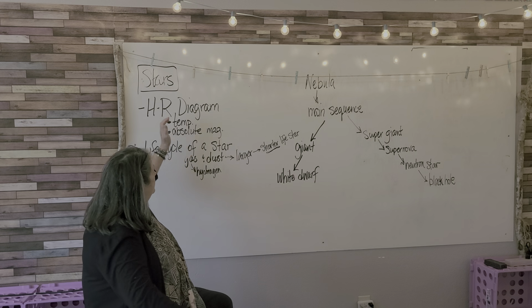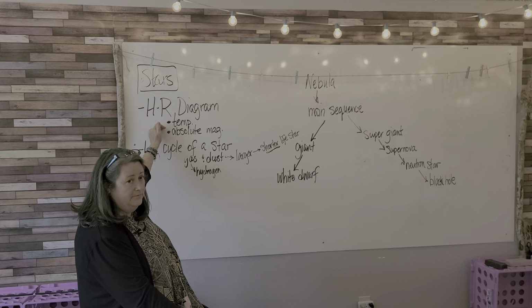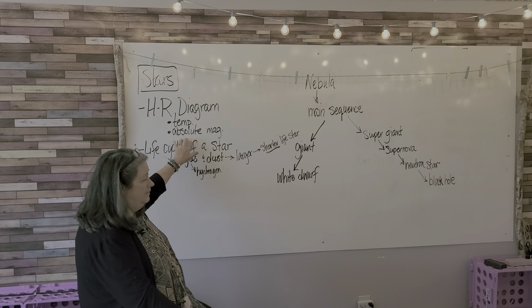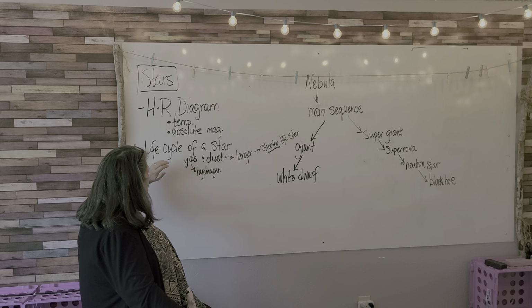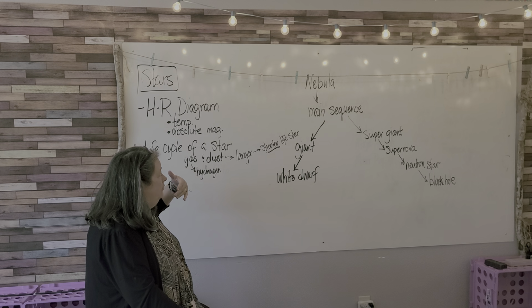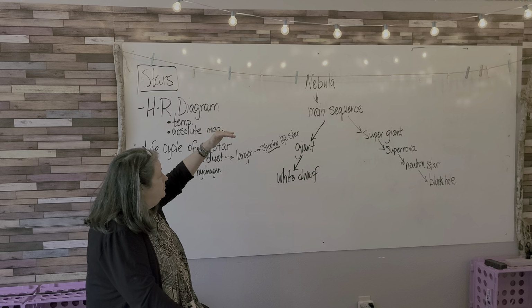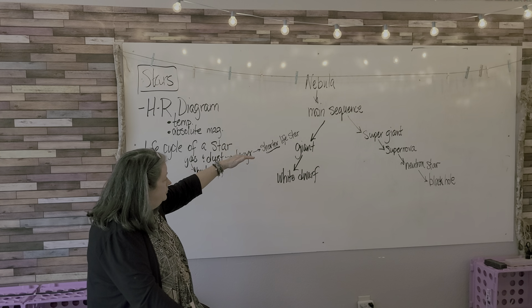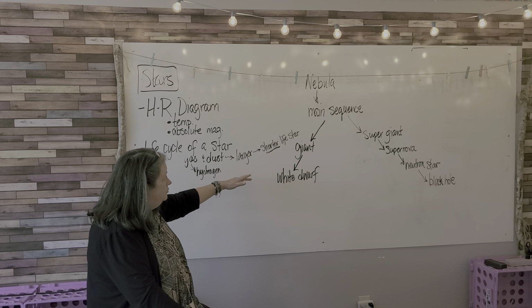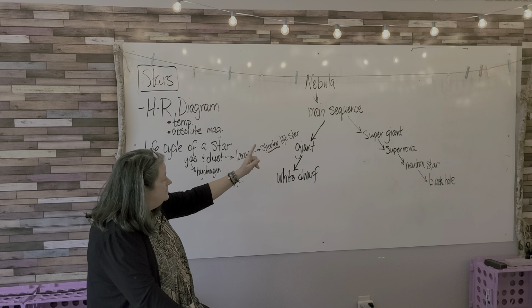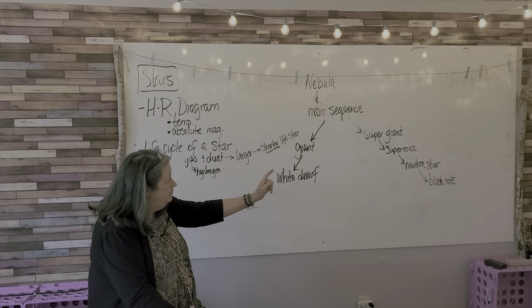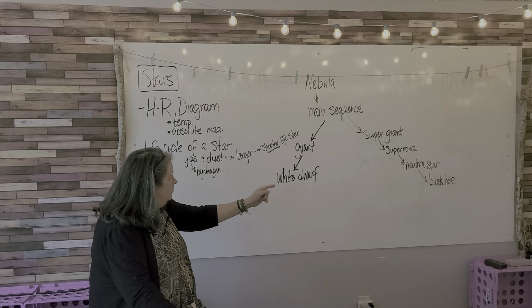So we're looking at how the stars were classified according to the HR diagram, temperature and absolute magnitude, and then the life cycle of the star. Now, what I expect you to know is that we go from nebula to main sequence. The smaller masses go into a giant star and then a white dwarf. The larger masses turn into supergiants, supernova, neutron star, and black hole.